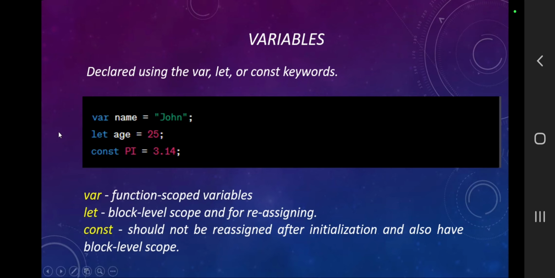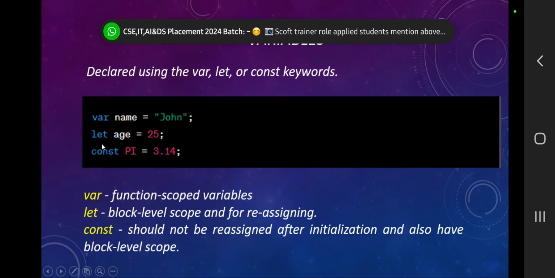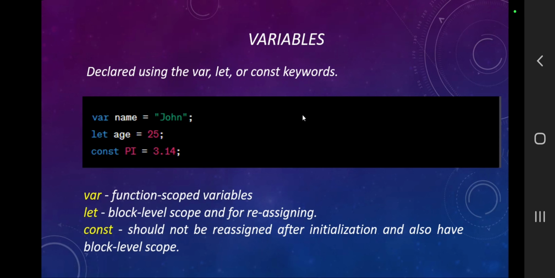So var, let, and then const. Here we don't need to declare types like in Java, int, boolean, char. We don't need to declare like that. Okay, just var. You can use either var, let, or const based on purpose.